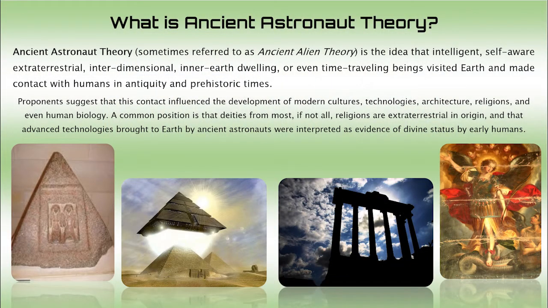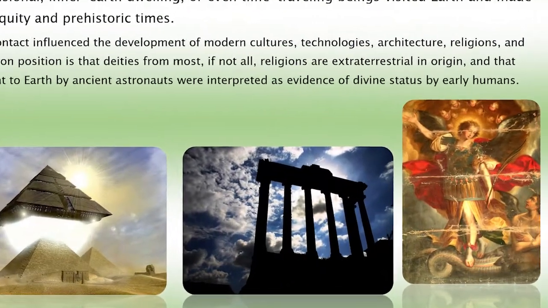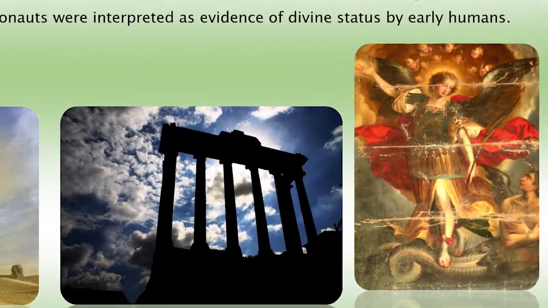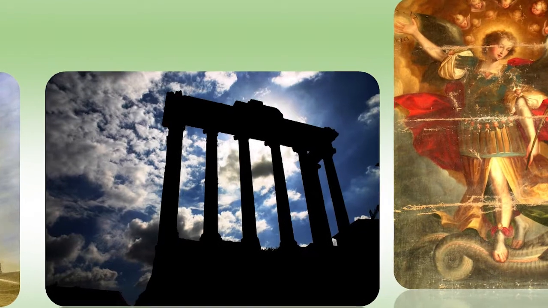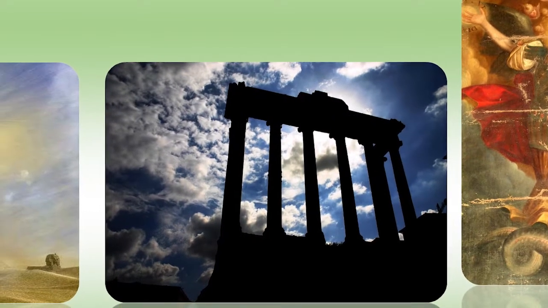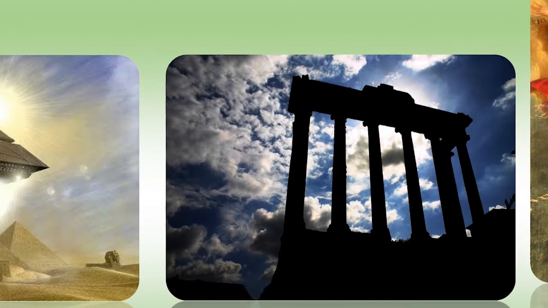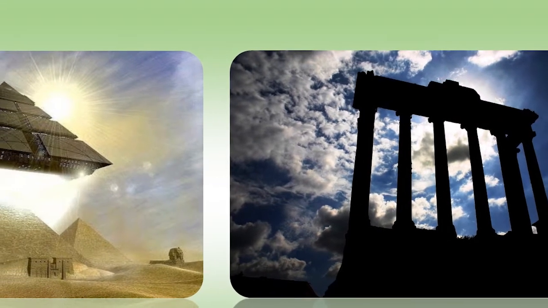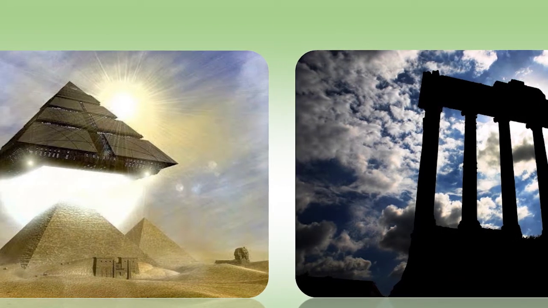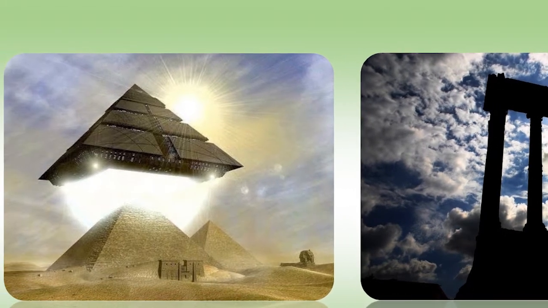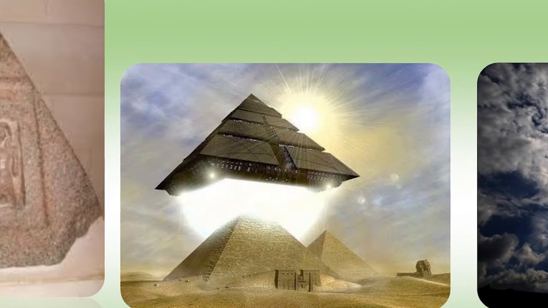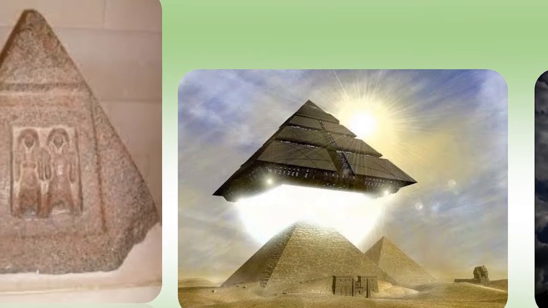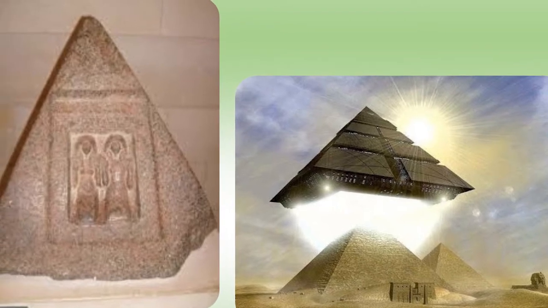Let's go over the Ancient Astronaut Theory again. The definition is sometimes referred to as ancient alien theory. Ancient astronaut theory is the idea that intelligent, self-aware, extraterrestrial, interdimensional, inner-Earth-dwelling, or even time-traveling beings visited Earth and made contact with humans in antiquity and prehistoric times. Proponents suggest that this contact influenced the development of modern cultures, technologies, architecture, religions, and even human biology. A common position is that deities from most, if not all, religions are extraterrestrial in origin, and that advanced technologies brought to Earth by ancient astronauts were interpreted as evidence of divine status by early humans. So that's our definition. We've been going over that for the last few videos.